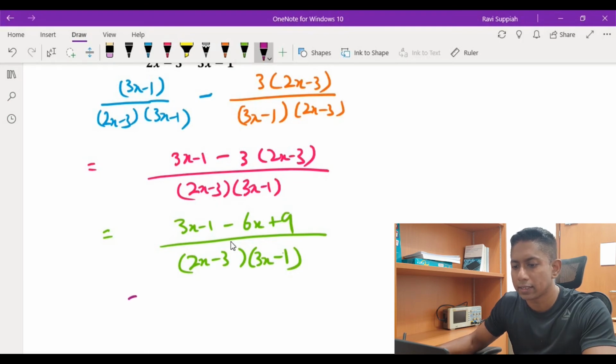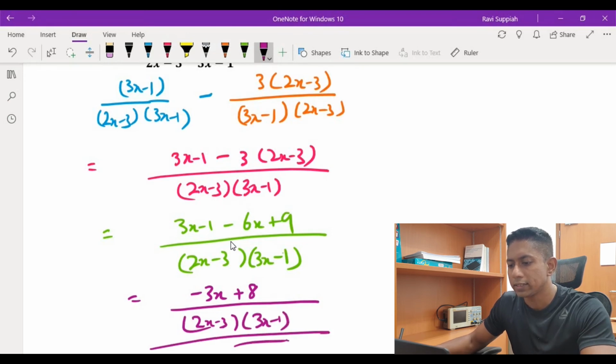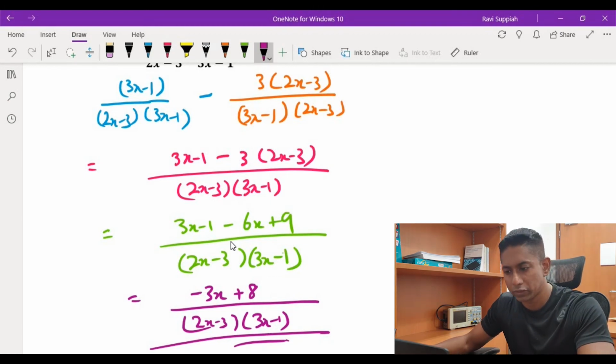Okay, and the last step will be to simplify. So 3x minus 6x will be minus 3x, minus 1 plus 9 is plus 8, so minus 3x plus 8 over here, divided by 2x minus 3 into 3x minus 1. Alright, so that is the final answer for this question.